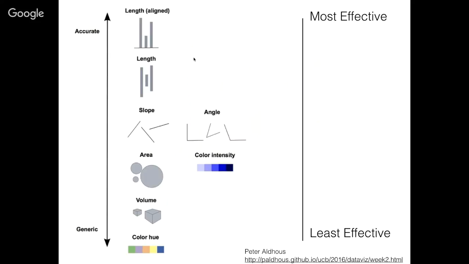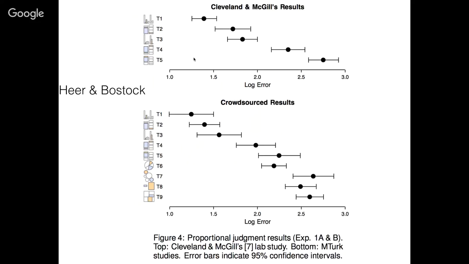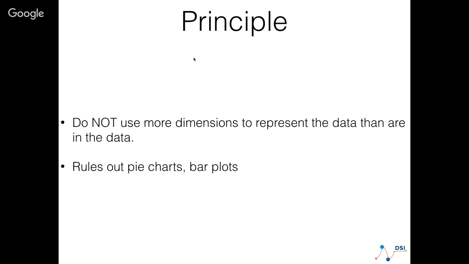Lines, good. Two dimensions, bad. Three dimensions, bad. Four dimensions, really bad. So more dimensions is bad, and this is the principle: do not use more dimensions than are in the data itself. So with our cars, we had two dimensions: time, the month, and the counts or the weights, depending on what they were. You can use two dimensions. If we have just a collection of numbers, that's one dimension.